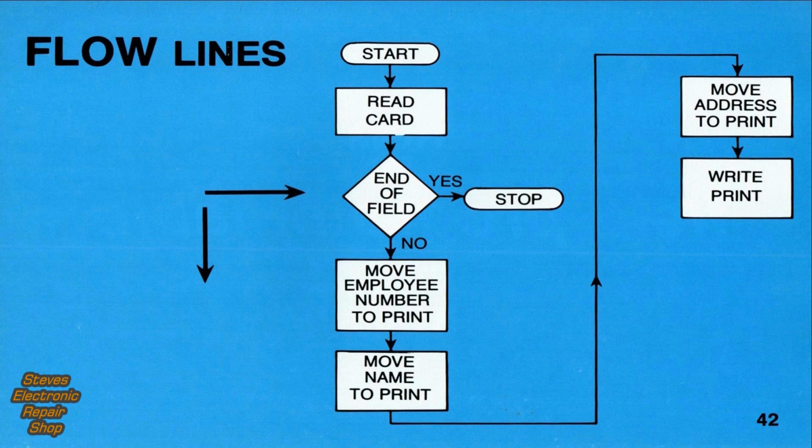Flow lines tie the flowchart symbols together. As the name implies, they represent the flow of the procedure. Normally, flow is from top to bottom, or from left to right, but no firm convention is applied. They can just as well point in the opposite direction.